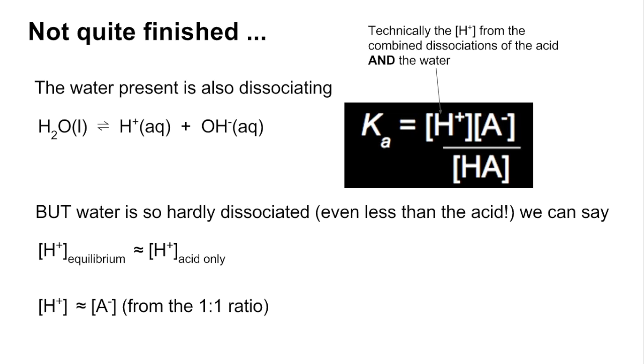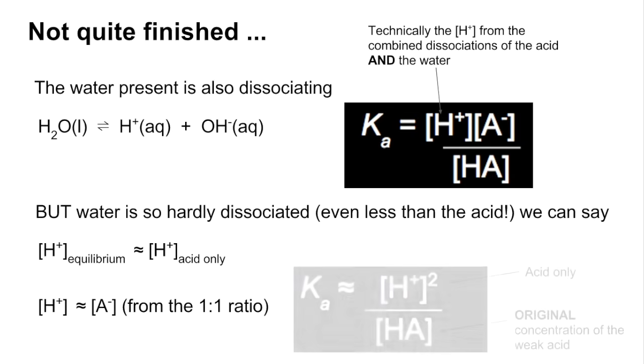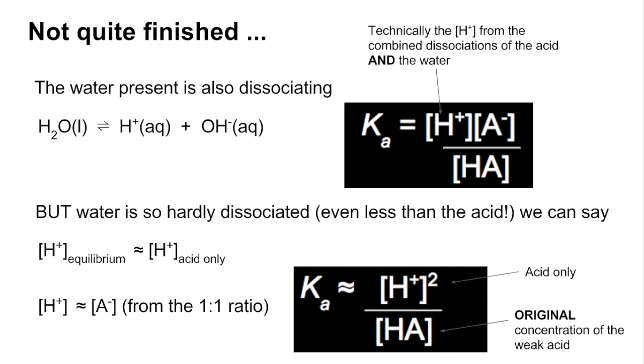And then the final approximation, because of what we've just said there, the H plus concentration, which is from the acid only, we can therefore say is the same as the A minus concentration, and that's coming from that one-to-one ratio from your monobasic acid. And so therefore, we'll just summarize it now, the Ka expression can be simplified to the H plus concentration squared, so that's the H plus concentration from the acid only, all over the concentration of HA, which we've already said is the original concentration of the weak acid.